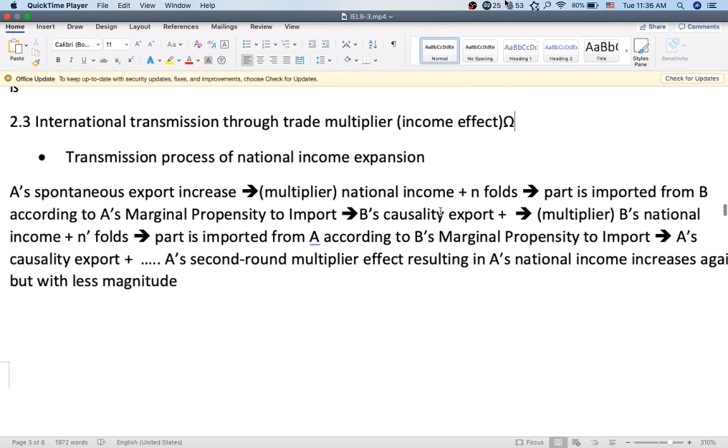So when a country's spontaneous export increases, by the multiplier effect the national income of country A increases by more than one fold. Part of this increase is imported from country B, according to the country's marginal propensity to import. By causality, this import is country B's export increase. As a result of the multiplier effect, country B's national income will increase by more than one fold.